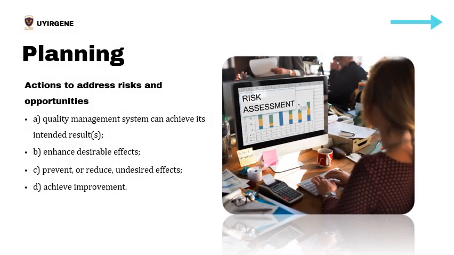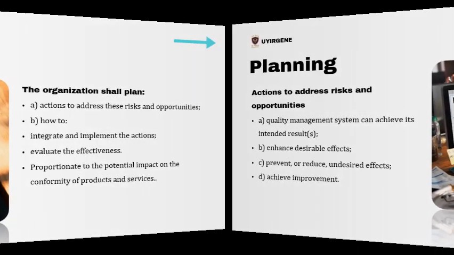Planning. Actions to address risks and opportunities. When planning for the quality management system, the organization shall consider the issues and the requirements, and determine the risks and opportunities that need to be addressed to give assurance that the quality management system can achieve its intended results. Enhance desirable effects. Prevent, or reduce, undesired effects. And achieve improvement.